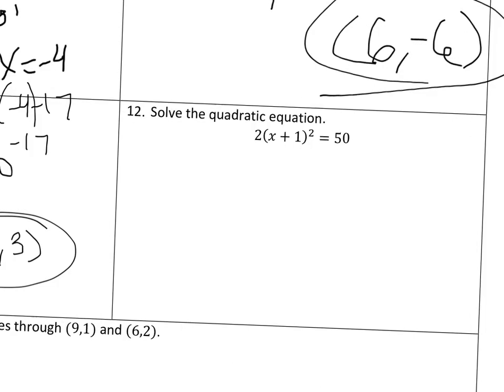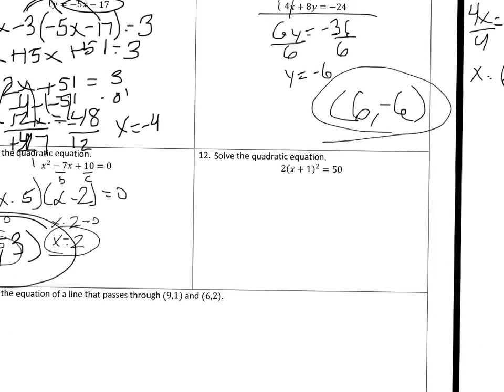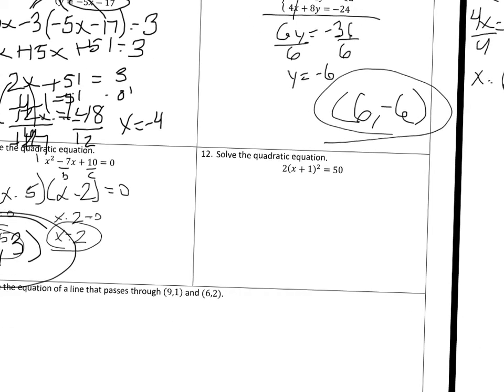Solve this quadratic equation. Well, if you notice, there's only one thing that's being squared. So what that means is I can use my square root property. I need to isolate what's being squared. So what I'm going to do is divide both sides by 2 first, so I can isolate the x plus 1 quantity squared. Divide by 2, and I'm left with x plus 1 quantity squared equals 25.